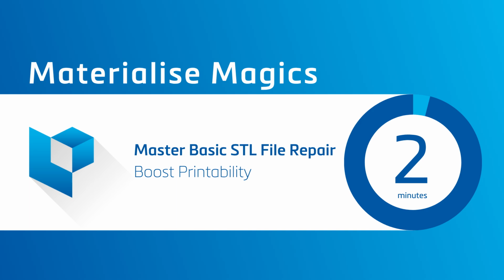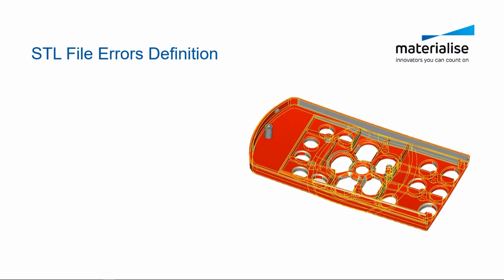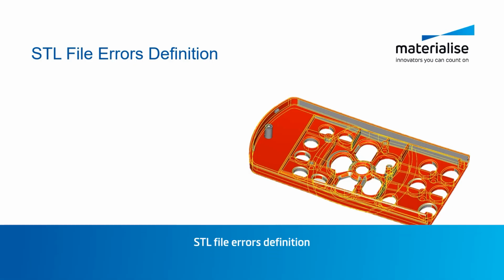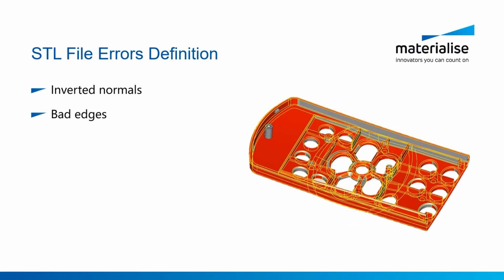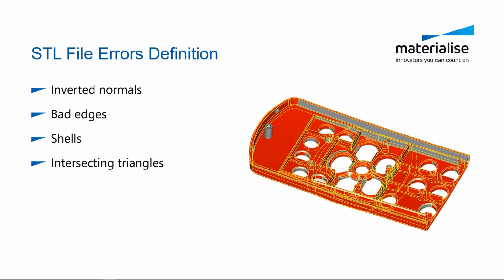In the world of 3D printing, the quality of your mesh file is paramount. During the creation or conversion process, meshes can accumulate various errors, such as inverted normals, bad edges, holes, shells, and intersecting or overlapping triangles. These imperfections can severely impact the printability and quality of your final product.